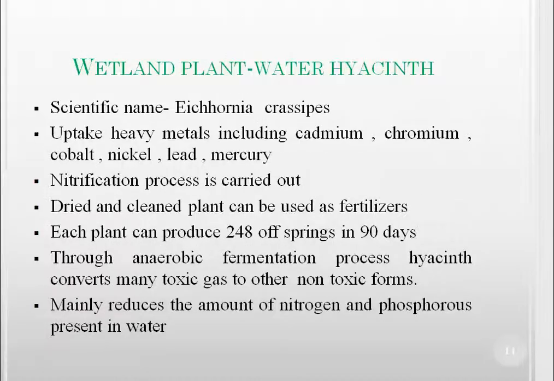Wetland plant water hyacinth. Scientific name Eichhornia crassipes. Uptake heavy metals including cadmium, chromium, cobalt, nickel, lead, mercury. Nitrification process is carried out. Dried and cleaned plant can be used as fertilizers. Each plant can produce 248 offsprings in 90 days. Through anaerobic fermentation process, hyacinth converts many toxic gases to other non-toxic forms. Mainly reduces the amount of nitrogen and phosphorus present in water.